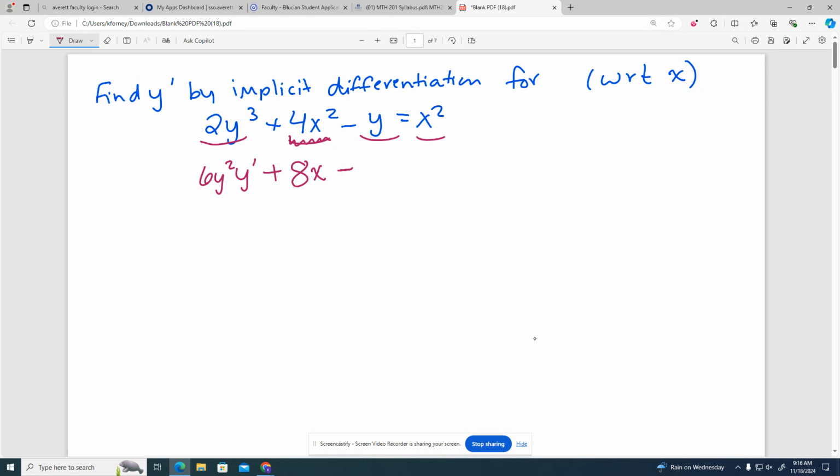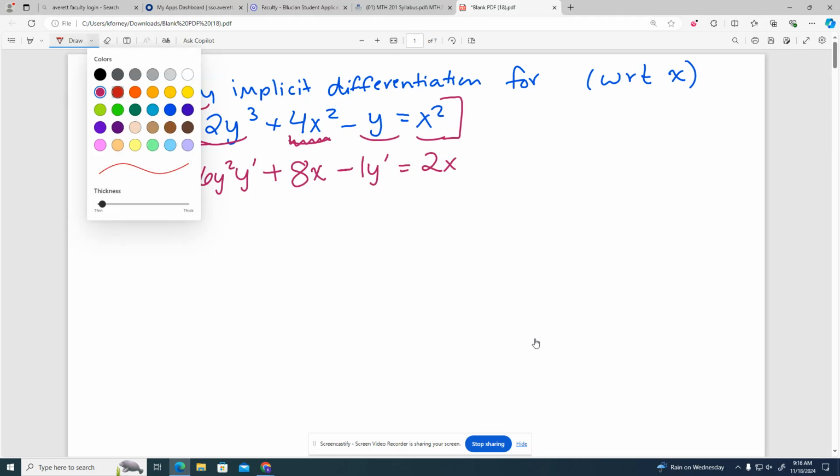Minus, wait, what's the little thing you have to show? Maybe the d over dx and the bracket. Alright, so we're taking the derivative with respect to x. And so then that's 8x, and then what would the y become? 1 or negative 1 multiple. And then x squared is just 2x.